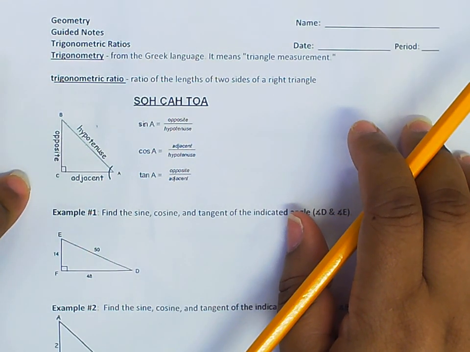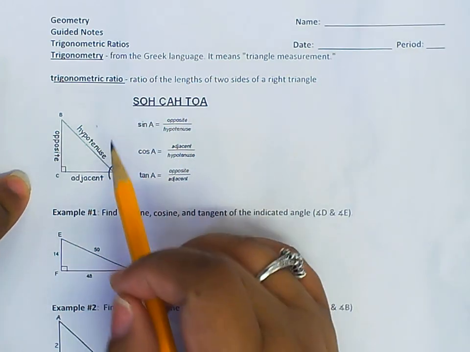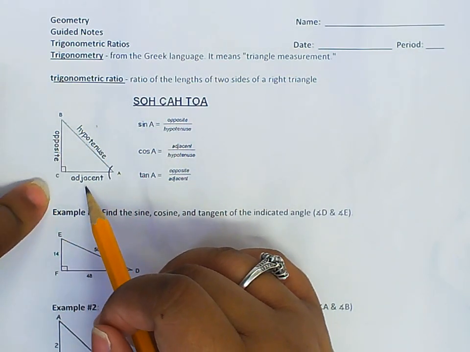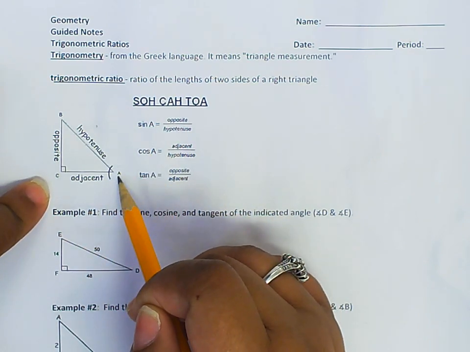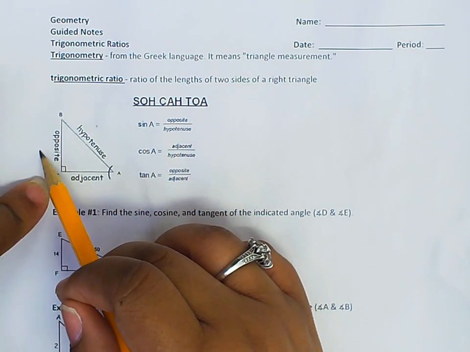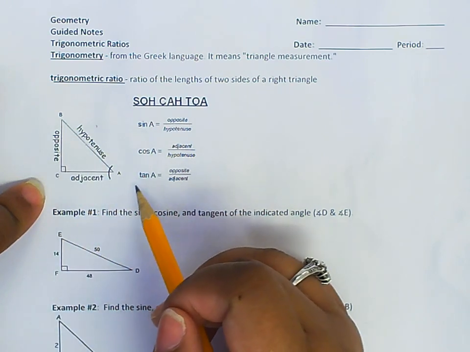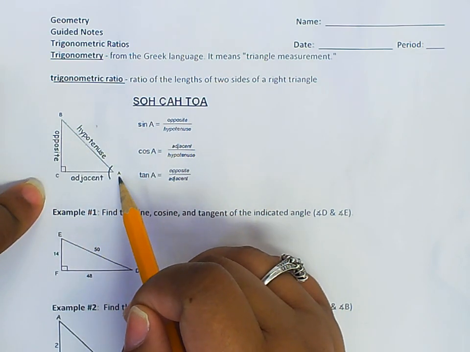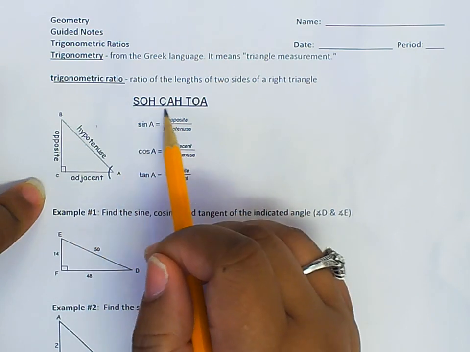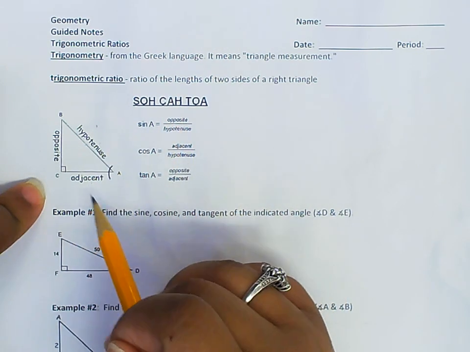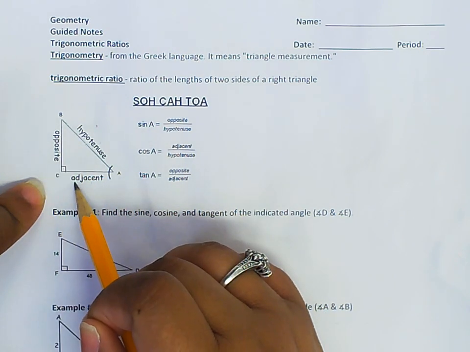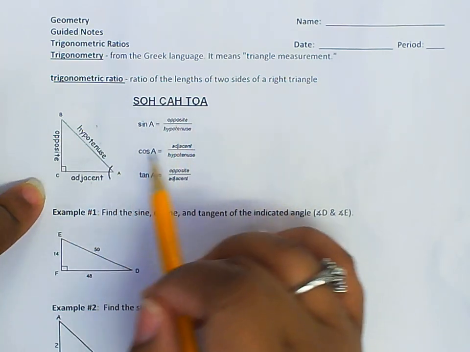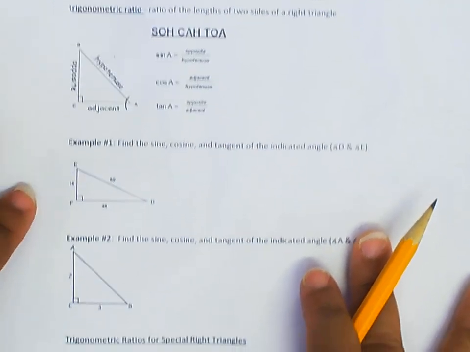Trig ratios, ratios of the length of two sides of a right triangle. So if you go to the root triangle here, and the A and B can be reversed, it doesn't matter. If you're at angle A and you're doing sine, it's always opposite over hypotenuse. If you're at angle A and you're doing cosine, it's always adjacent over hypotenuse. And if you're at angle A and you are doing tangent, it's always opposite over adjacent. So these are the trig ratios you just need to memorize.